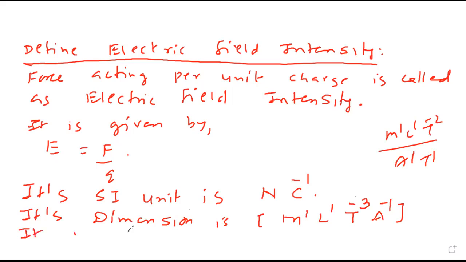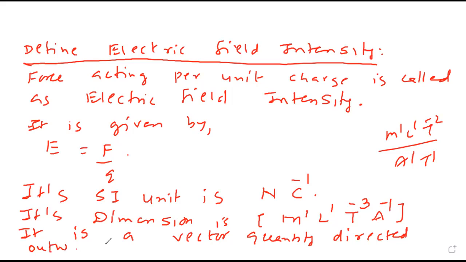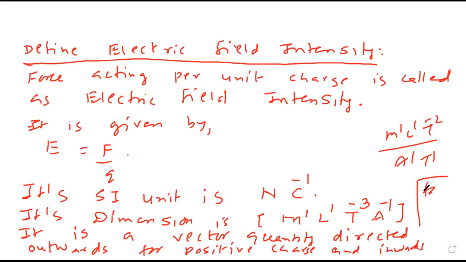It is a vector quantity directed outwards for positive charge and inwards for negative charge. Right. Now, what is outward, what is inward? I am explaining with an example. Just write down this definition.